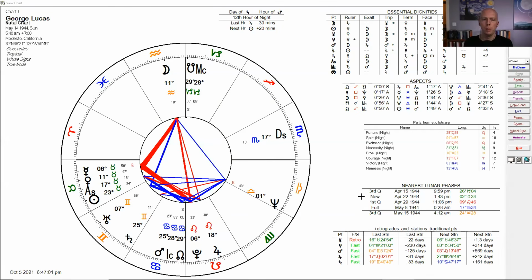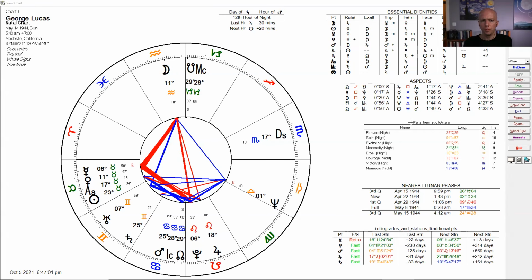So here is his timed birth chart, where he has 17 degrees of Taurus rising, and the sun at 23 Taurus, Venus at 11 Taurus ruling the ascendant or the rising sign, and Mercury at 6 degrees of Taurus. Then he has Mars at 25 Cancer in the third house of short distance travel.